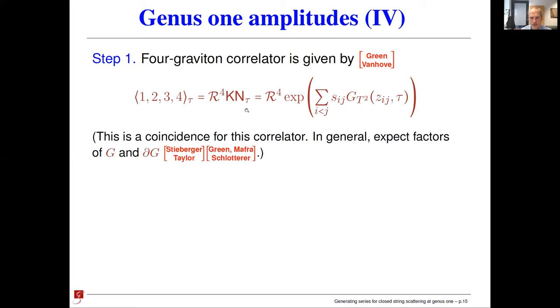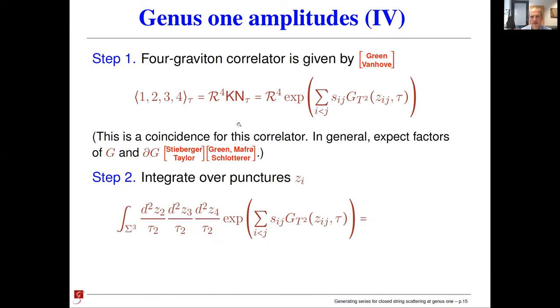As a reminder, this Koba-Nielsen factor is just the sum over all ordered pairs of the Green's function from one position to the other, and the exponential of that with a Mandelstam variable. The fact that this comes out so simple is really a coincidence, because we're looking at a very simple process, namely the four graviton process. If you do this for other correlators, as I said before, in general you will not only have this Koba-Nielsen factor, but things like Green's functions and derivatives of Green's functions, and you can find a discussion of these things in the literature.